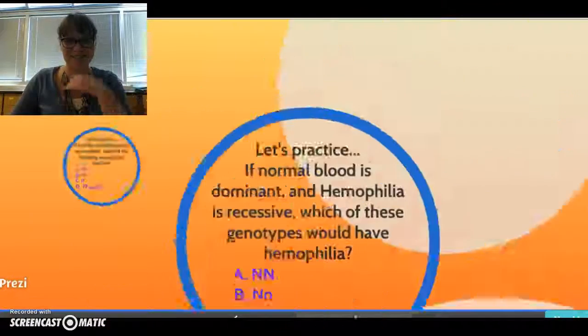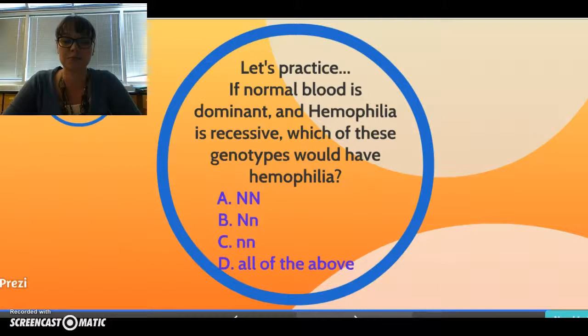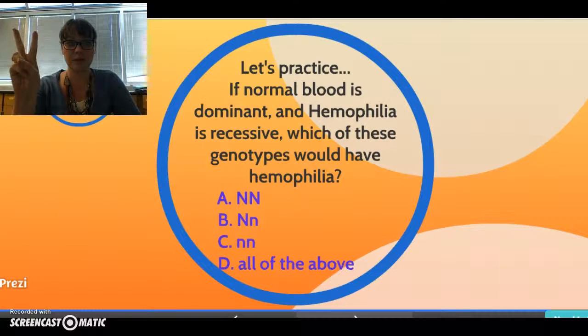All right. Let's practice. If normal blood is dominant and hemophilia is recessive, which of these genotypes would have hemophilia? Capital N, lowercase n, lowercase, lowercase, or all of the above? Which one is going to have hemophilia?